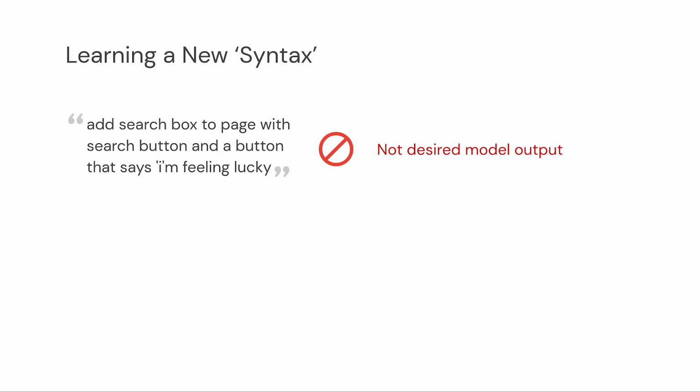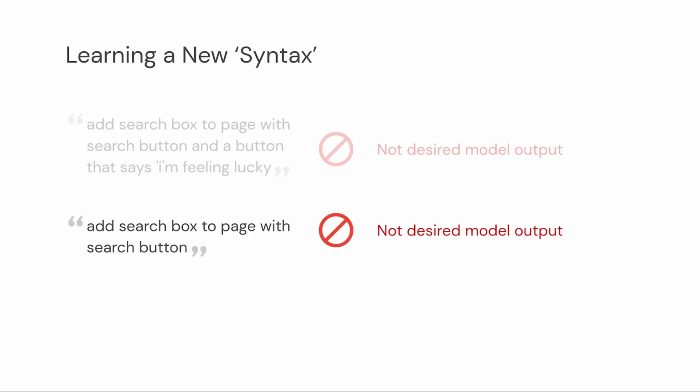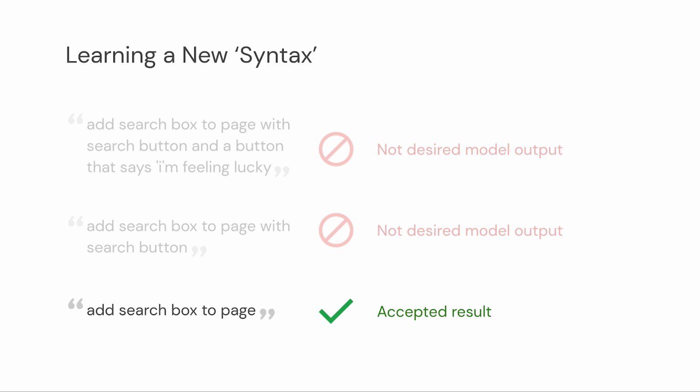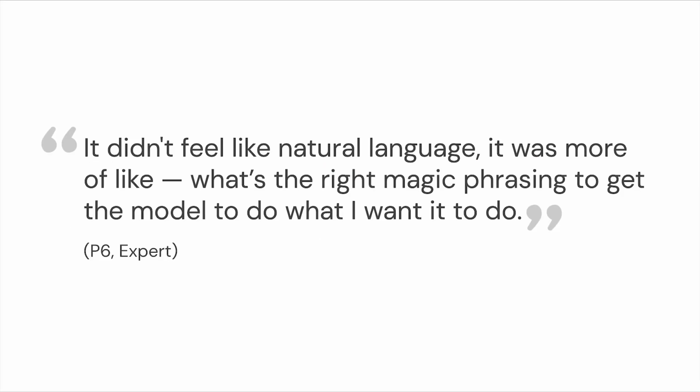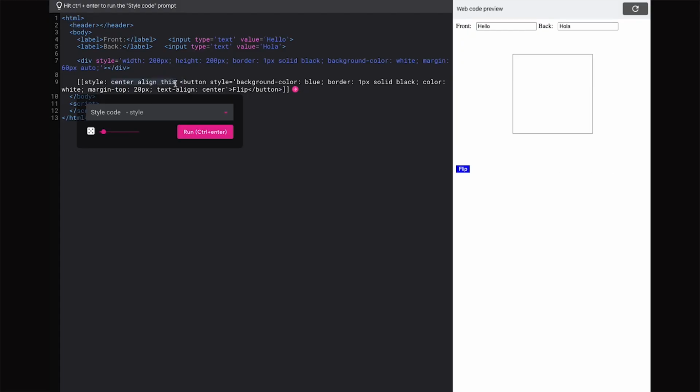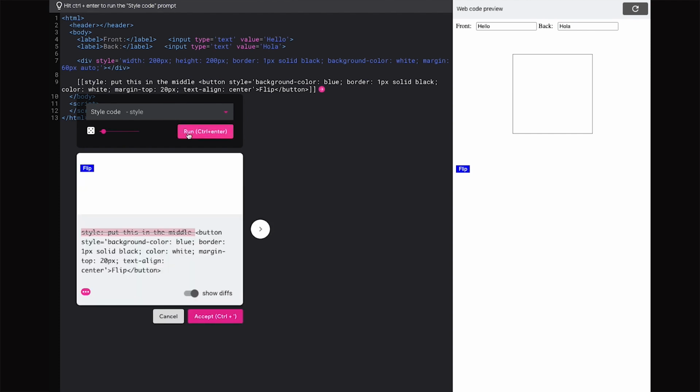Participants felt they needed to learn a new syntax to interact with the model effectively, despite their input being in natural language. For example, one participant remarked, "It didn't feel like natural language. It was more like, what's the right magic phrasing to get the model to do what I want it to do?" As an example of how this challenge could arise, when one participant tried to center a button on the screen, the model centered the text within the button instead.